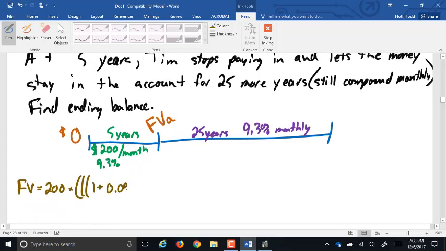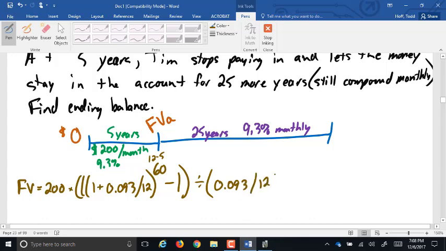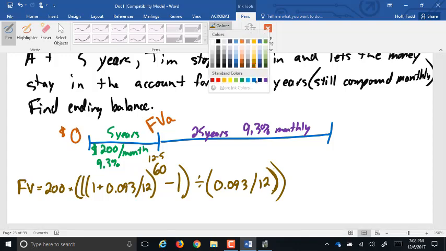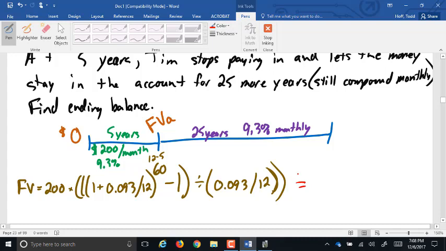0.093 divided by 12. 12 times 5, which is 60. Minus 1. Close, divided by, open, 0.093, divide by 12, close and close. So we have to find that balance first. What we're finding here is the amount right at that point right there.